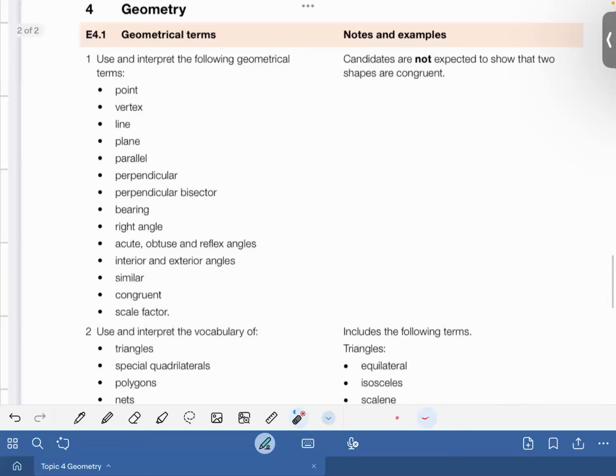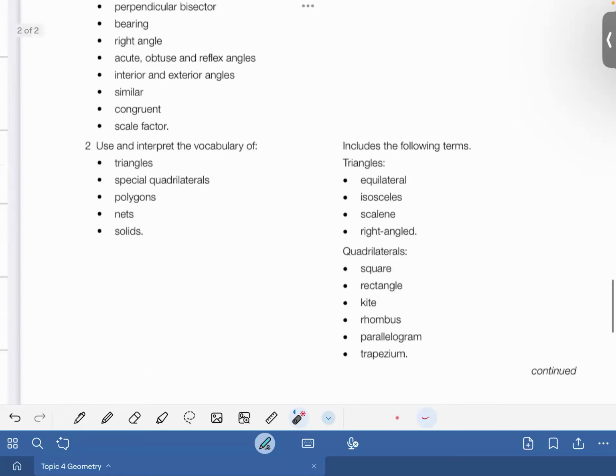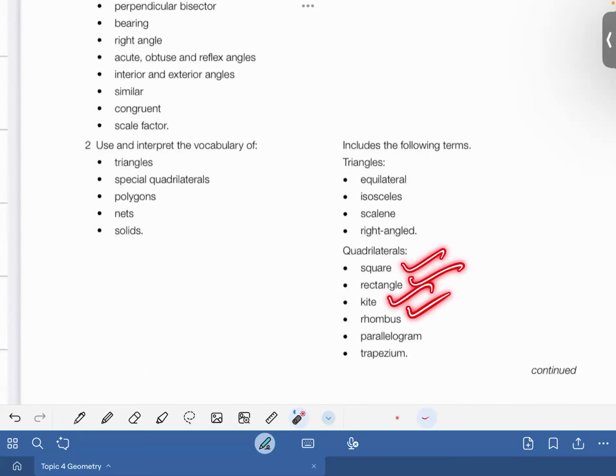Previously we had to show to the examiner that these two shapes are congruent, but now this is out from the syllabus. Okay? Use and interpret the vocabulary of triangles, special quadrilaterals, polygons, nets, and solids, and include the following terms. In the triangle: equilateral triangle, scalene triangle, right angle triangle. In quadrilaterals, square, rectangle, kite, rhombus, parallelogram, and trapezium are included.